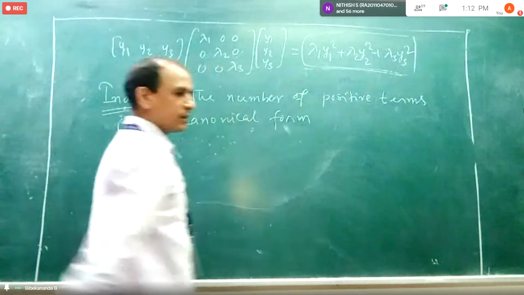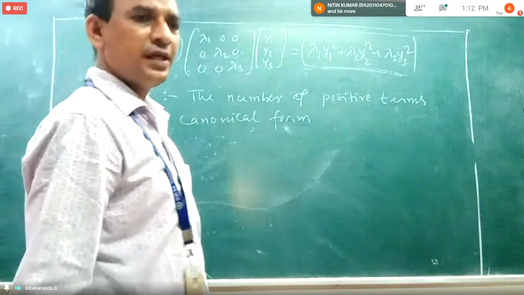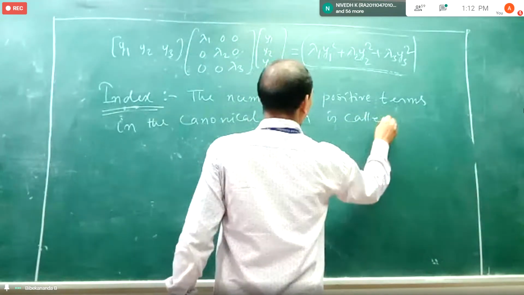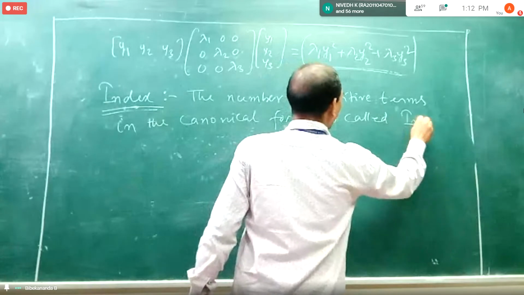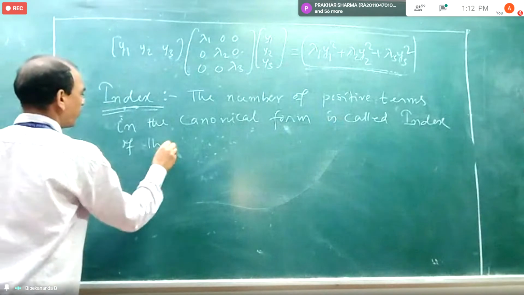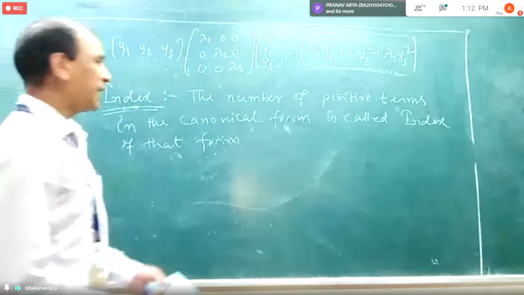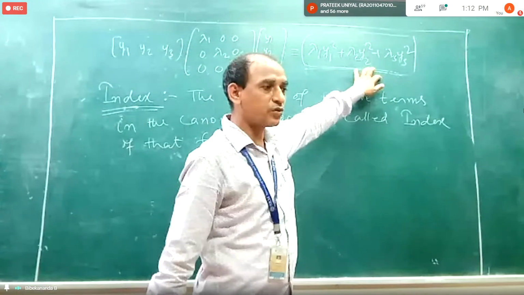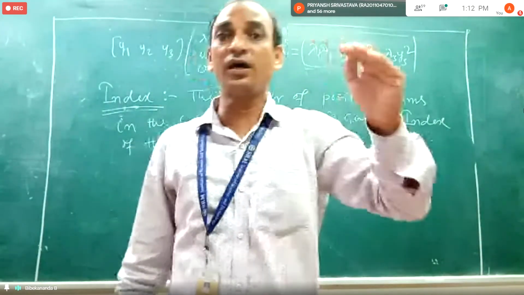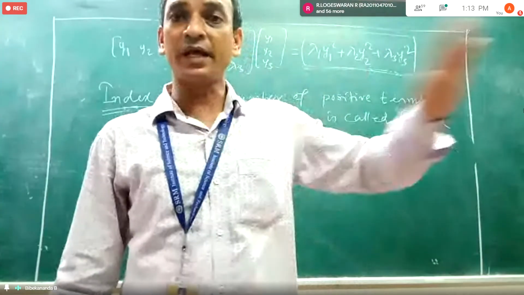The number of positive terms in the canonical form is called the index of that form. That means if you are having 3 terms, totally how many terms you are having here? 3 terms. If all of the terms are positive, we don't take a 0.